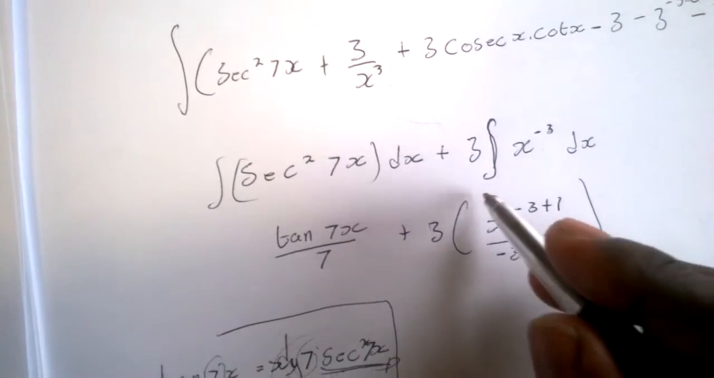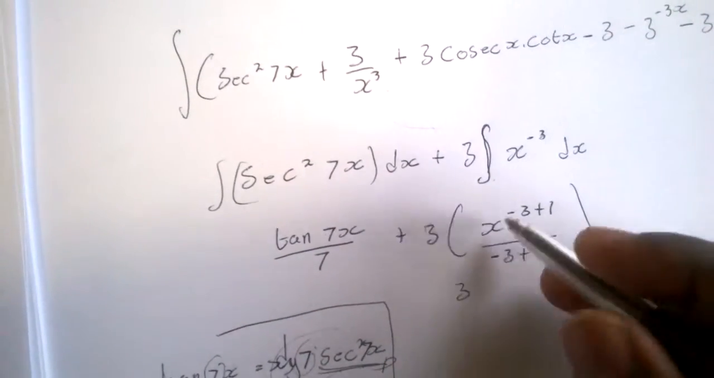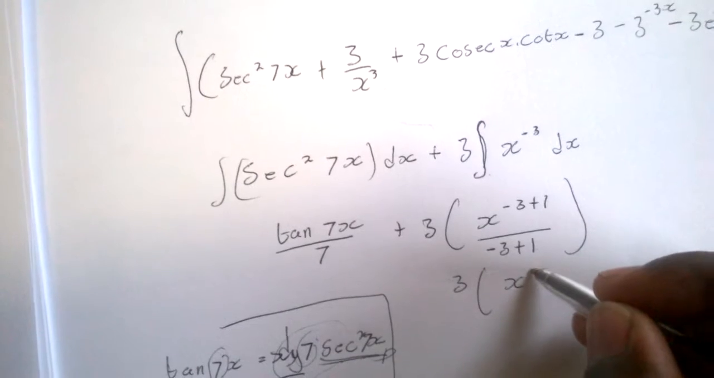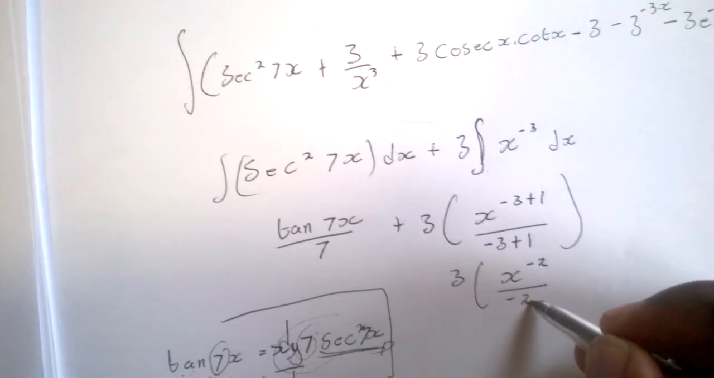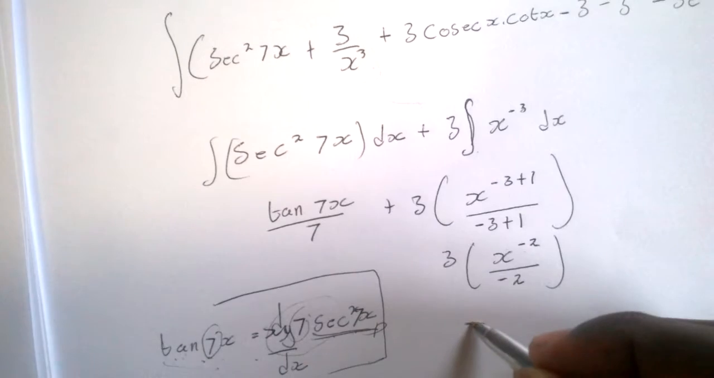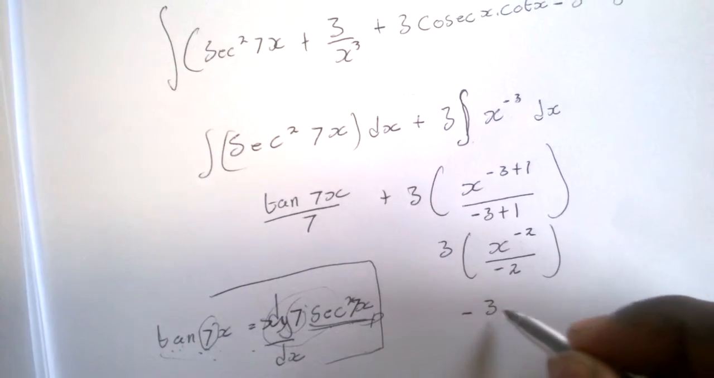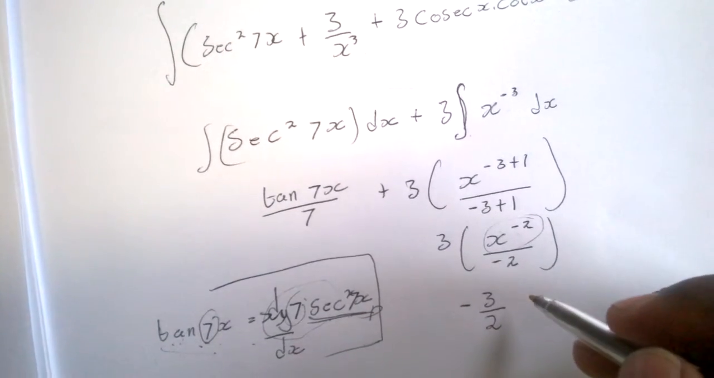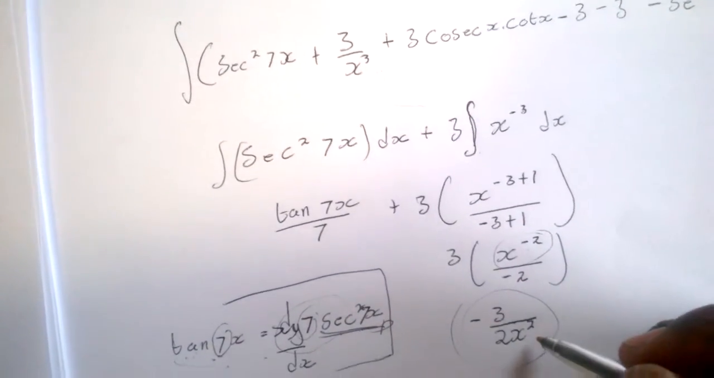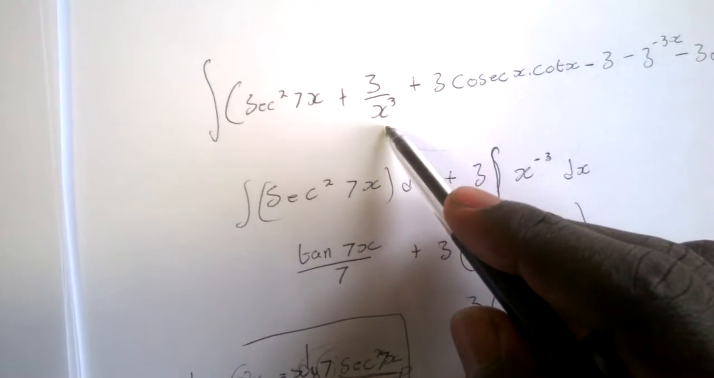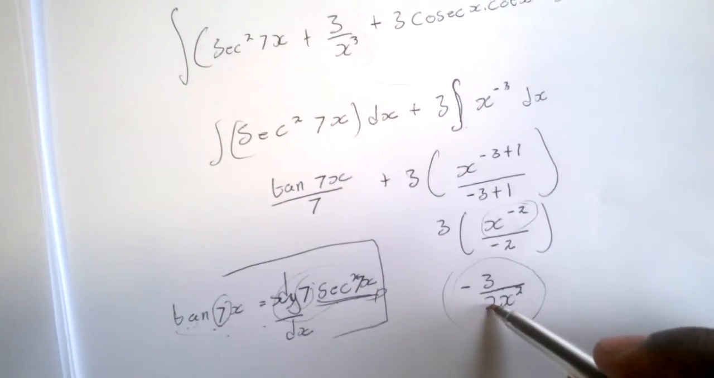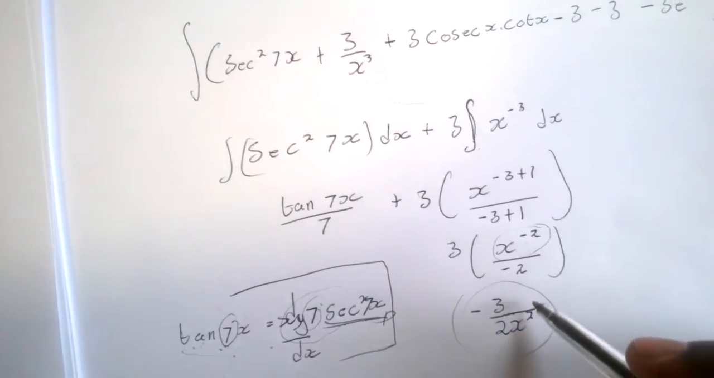So if we simplify it from here, then we're going to have 3 multiplied by x to the power minus 2 over minus 2. Then we simplify from here, then it's going to be minus 3 over 2. Then we write this with a positive exponent, it is going to be x to the power 2. So that means the integral of 3 over x to the power 3 is negative 3 over 2x squared.